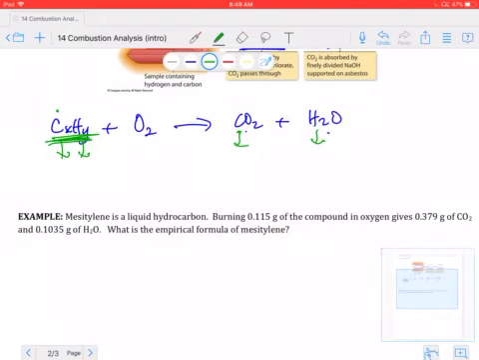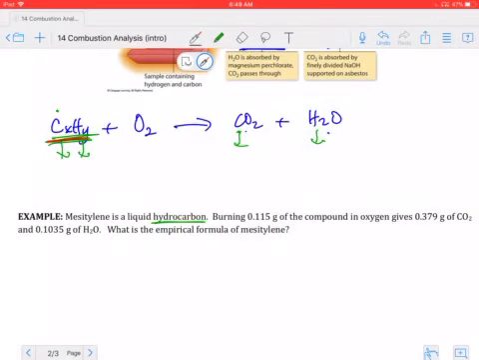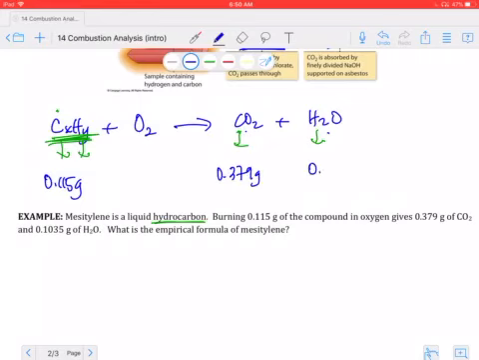So you have mesostyrene, it's a liquid hydrocarbon. So this tells me that this is a combustion analysis problem. The hydrocarbon means that I have just this carbon-hydrogen compound here. So we're going to burn 0.115 grams. That's this mass. We're going to start with that much of our compound, and we're going to produce 0.379 grams of CO2 and 0.1035 grams of water. We want to know that empirical formula again, so we're looking for this piece here.